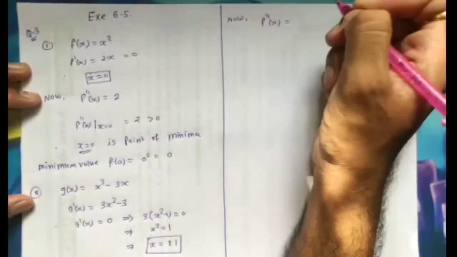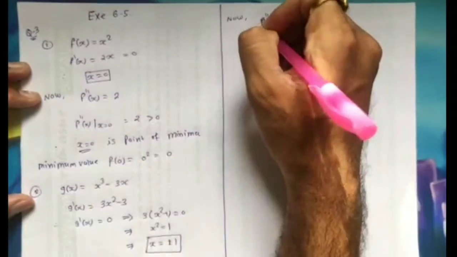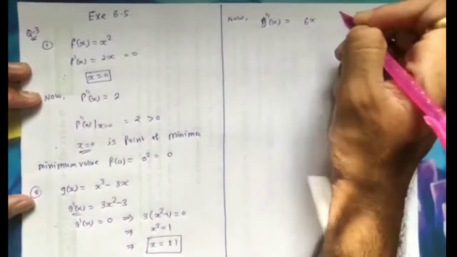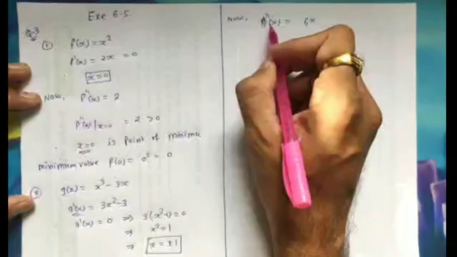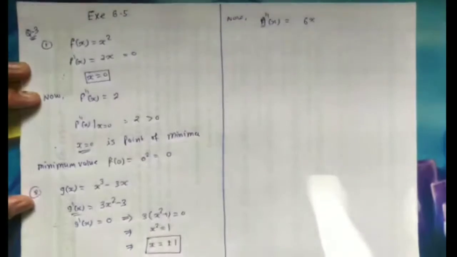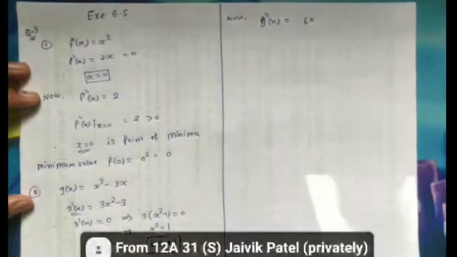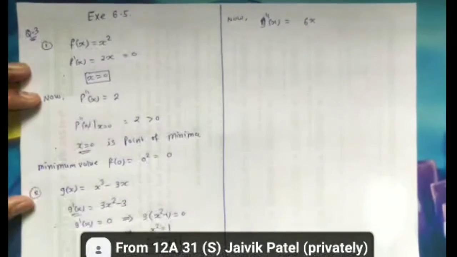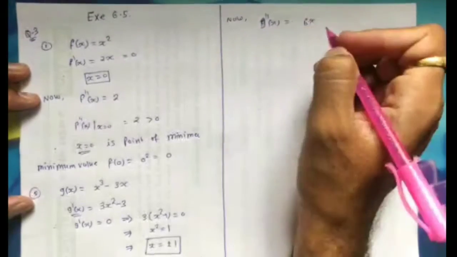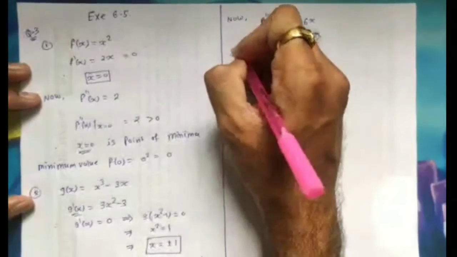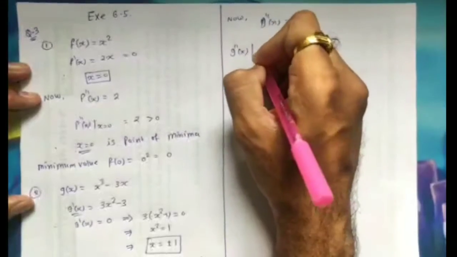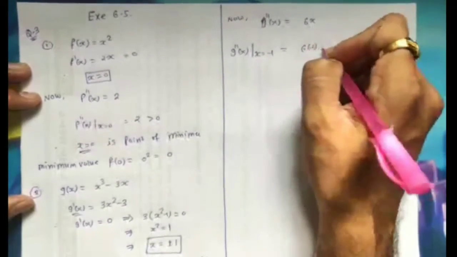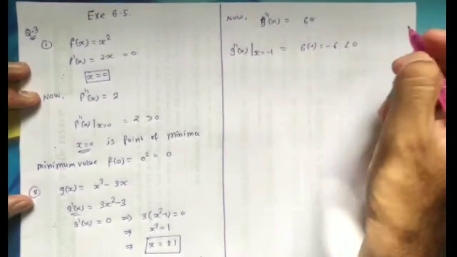The next step is identification, which uses the second order derivative. So our g double dash x is 6x minus 0, so it's 6x. Now you have to find the value of this second order derivative g double dash x for x equal to minus 1 and x equal to 1. These are the critical points. So g double dash x at x equal to minus 1 will be 6 into minus 1, which is minus 6, which is less than 0.